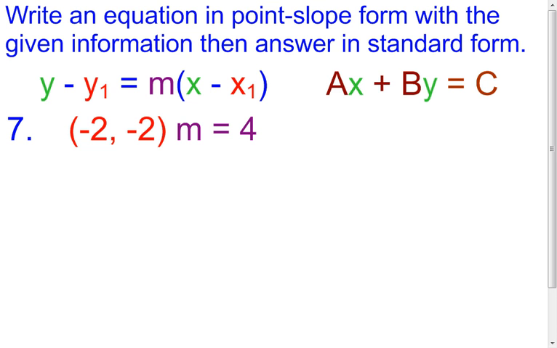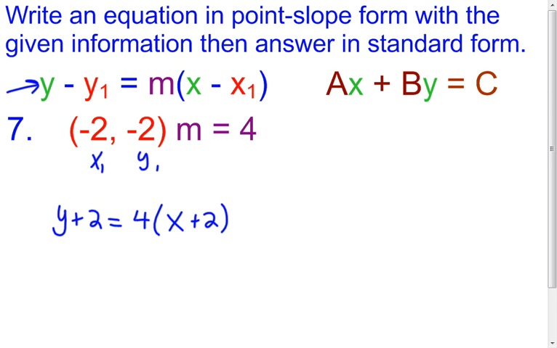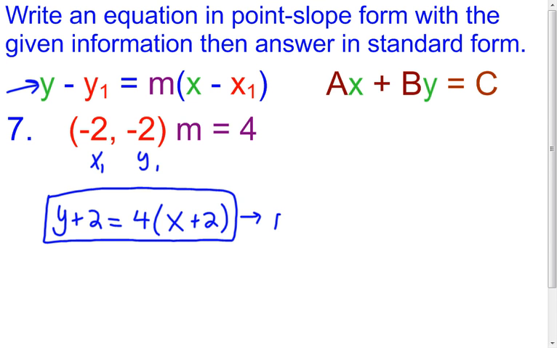Okay? So, we are going to start again by labeling this as x1 and this is y1. I'm going to start by plugging things into this equation. So I have y minus my y1, which is negative 2. And of course, minus a negative becomes positive, so I'm just going to switch that right away. Equals m, which is 4, times x minus x1. So x minus a negative 2 would become x plus 2. Okay, so this right here is the equation in point slope.